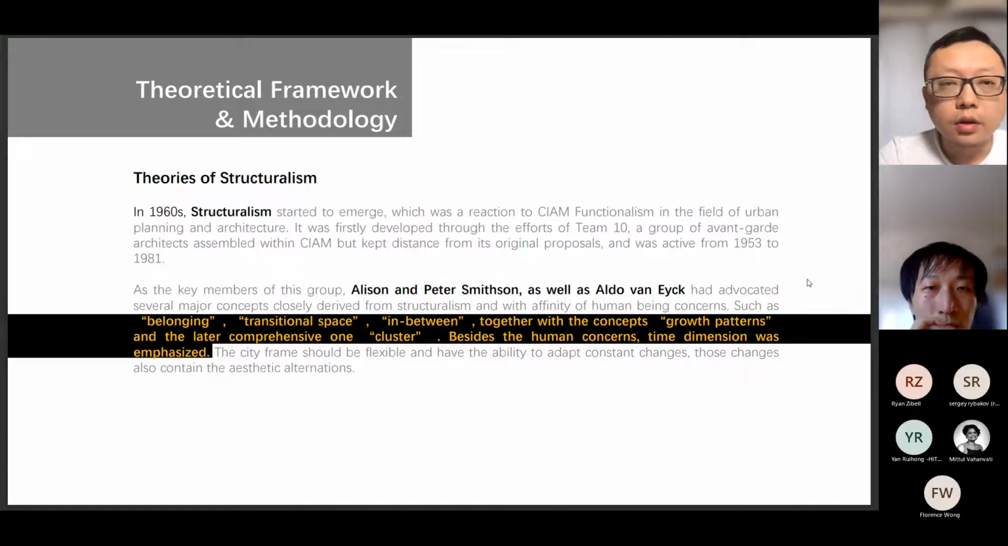I will introduce the long-last building series and open building series a little bit. Especially the structuralism proposed after the 1960s is kind of a reaction to CIAM's functionalism in the field of urban planning and architecture, especially Team 10. The key persons like Peter Smithson and Van Eyck propose some keywords such as belonging, transitional space in between, together with the concept of growing patterns. It's more focused on human beings and history. Next slide, please.